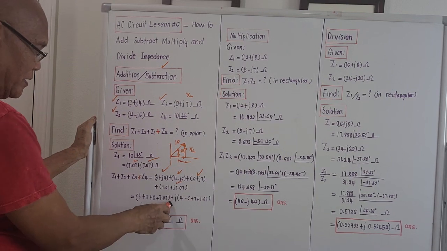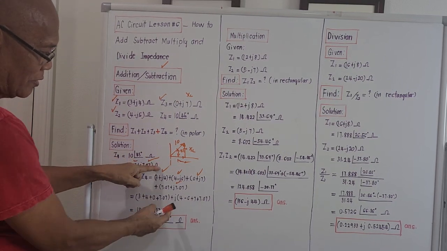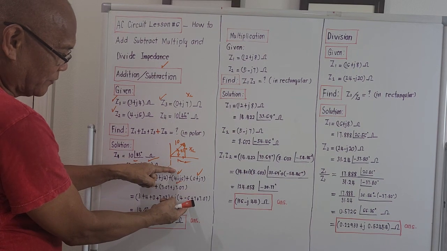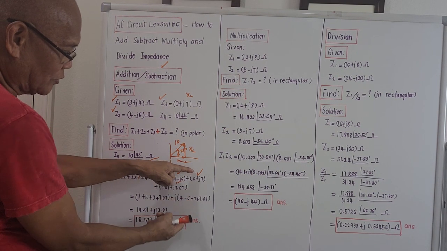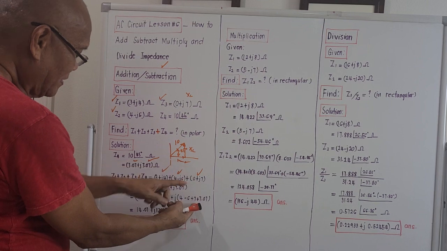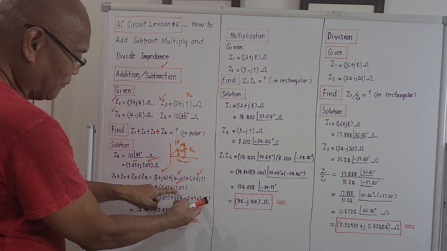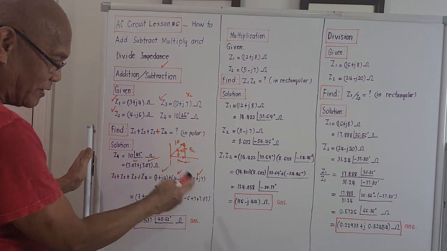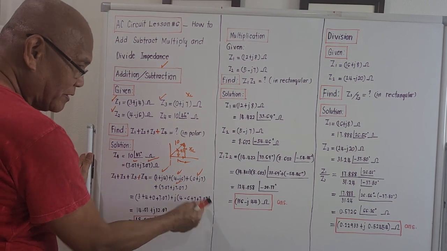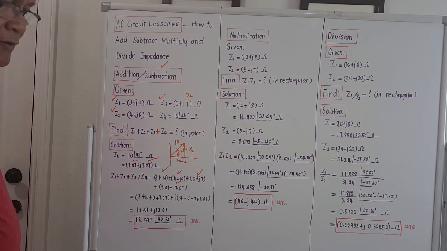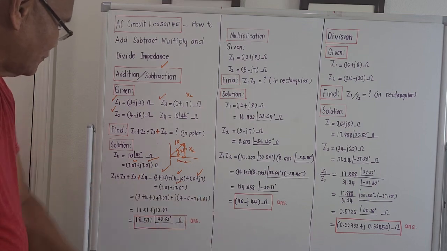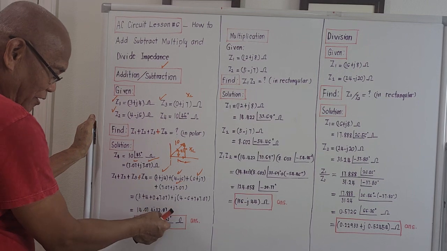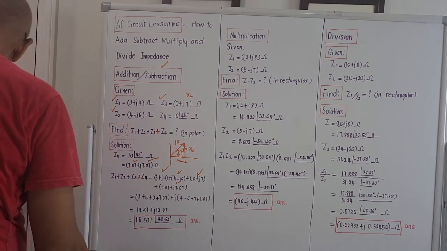So this should be j. The first one will be plus 4. Second one will be minus 6. Okay? The third one will be 7. And the fourth one will be 7.07. All preceded by the j sign, meaning this portion is the imaginary part. Okay? Perform the addition. So this should be 14.07 plus j12.07.